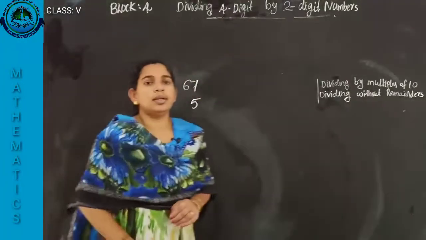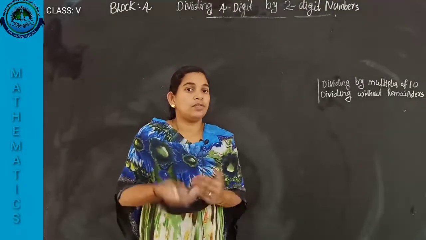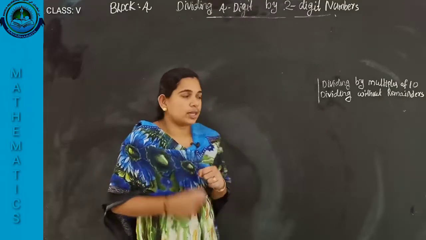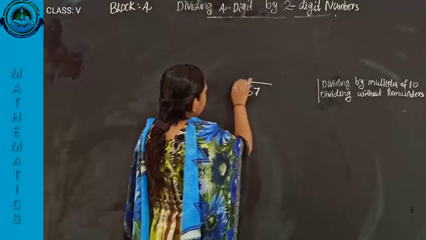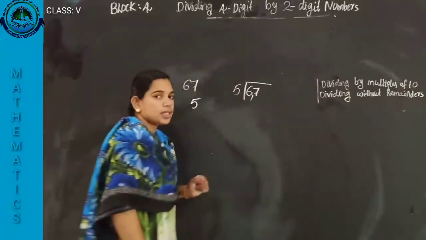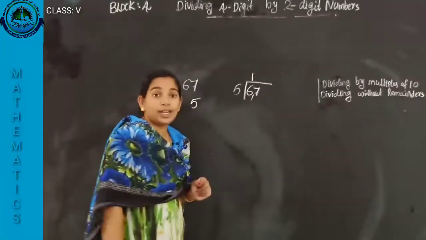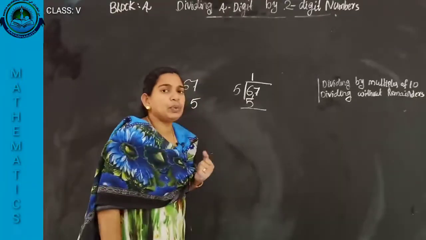Then, how many sweets do they get? We will check it. We know that we get the number of sweets by division. Yes, division. So, 67 divided by 5. In 6, how many 5s are there? Only one 5. So, 1. 1 into 5, 5. Then after that what do we do?